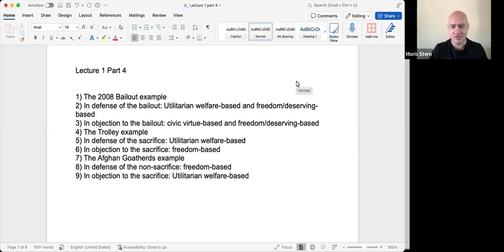And as you can see, this is exactly the opposite discussion of sacrifice in terms of values in the case of the trolley example and in the case of the Afghan goat herds example. But let's get to it.